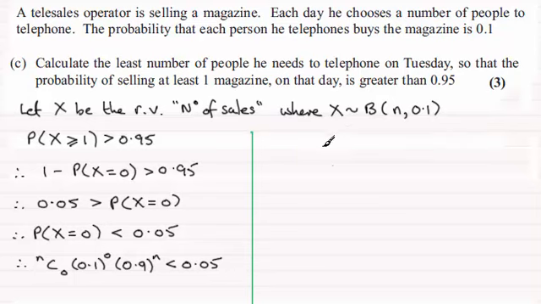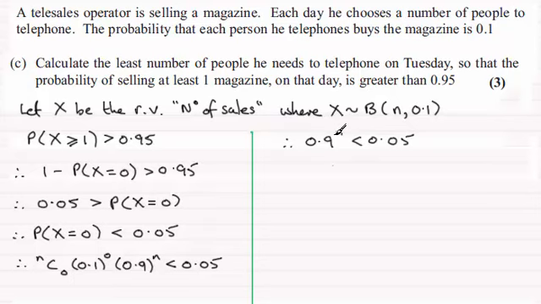Alright? So let's just section that off there. And continuing with this, nC0, anything choose 0 is always going to be 1. 0.1 to the power 0, anything to the power 0 is 1. So we're just left with 0.9 to the power n is less than 0.05.